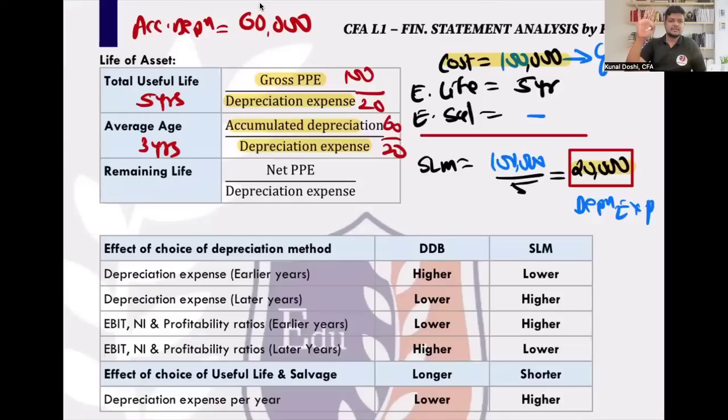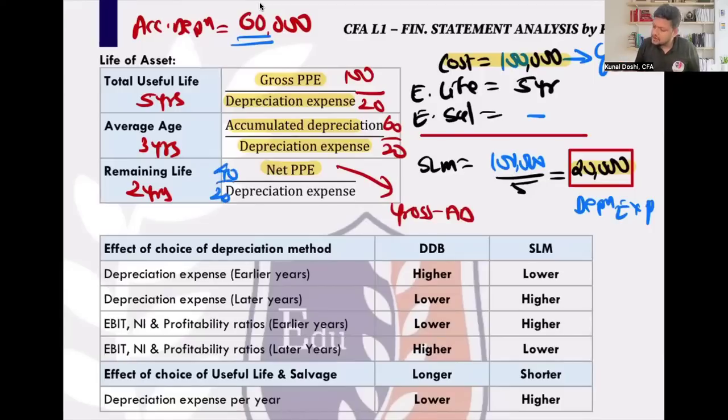Everyone clear with this? So the total useful life of the asset is 5 years. Average age is 3 years as of now. So how many years remain? 2 years. How did I get 2 years? Net PPE. What is net PPE, guys? Net PPE is the gross PPE minus accumulated depreciation, which we call the carrying value. So that is 100 minus 60 accumulated depreciation, that is 40. 40 divided by the per year depreciation of 20 gives me the balance life, that is 2 years.